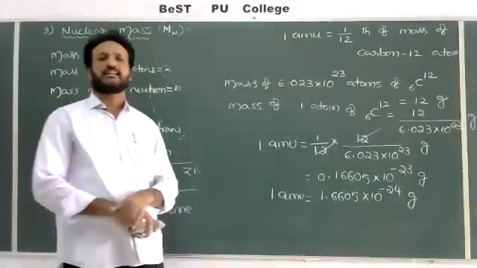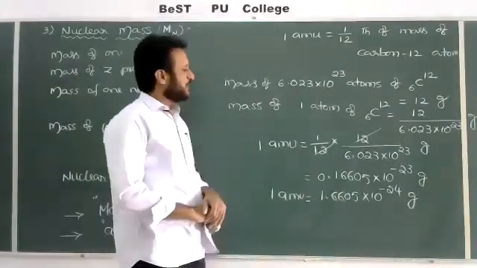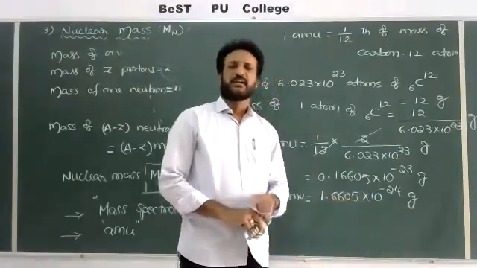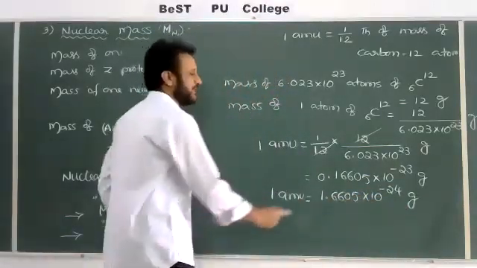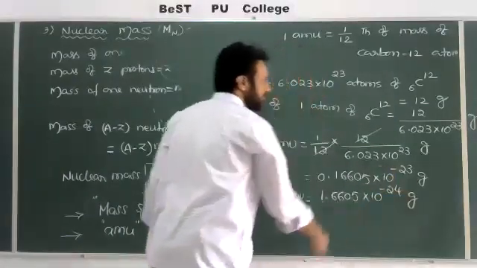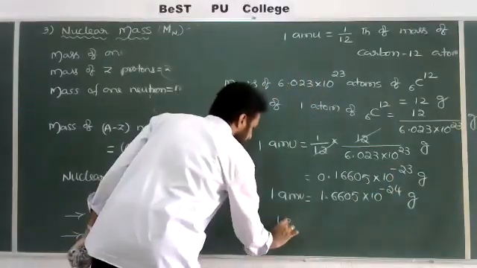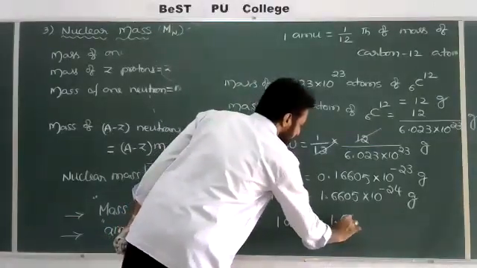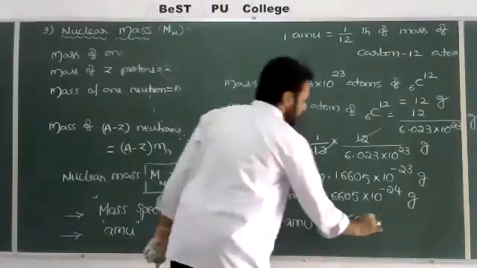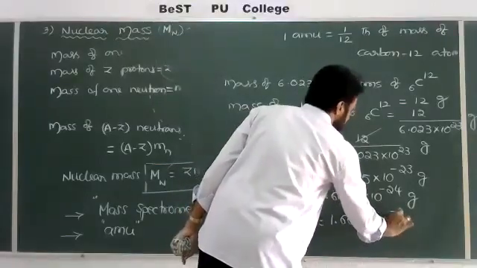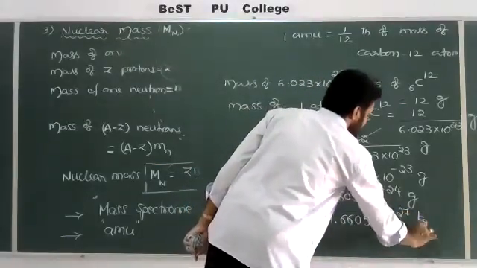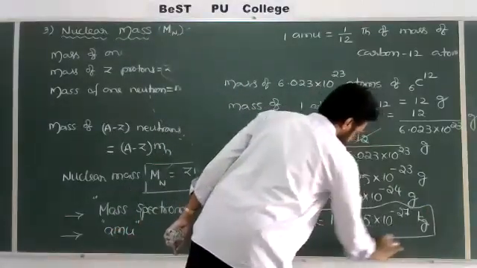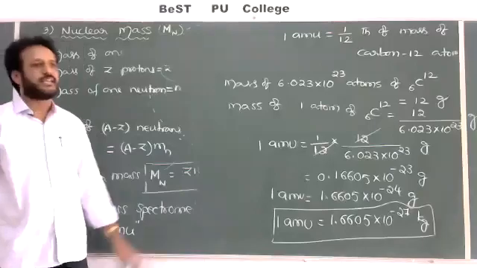But I want to express the value in kilograms. 1 kg is equal to 1000 grams, or 1 gram is equal to 10^-3 kg. So 10^-3 times 10^-24 gives 10^-27. Therefore, 1 atomic mass unit is equal to 1.6605 × 10^-27 kg. Remember this one carefully. It is the value of 1 AMU.